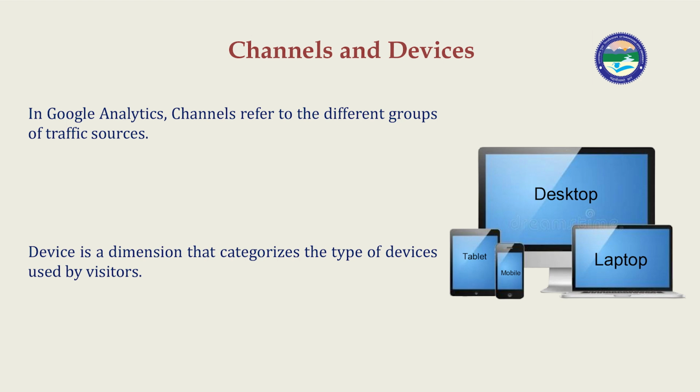In Google Analytics, a channel refers to the different groups of traffic sources that provide a high level overview of where your website visitors are coming from, like organic search, direct search, referrals, or social, etc. While the device is a dimension that categorizes the type of devices used by the visitors to access your website or application like desktop, tablets, or mobiles.